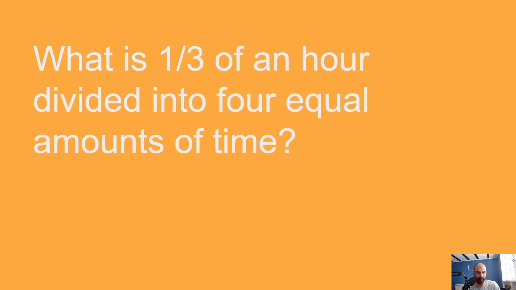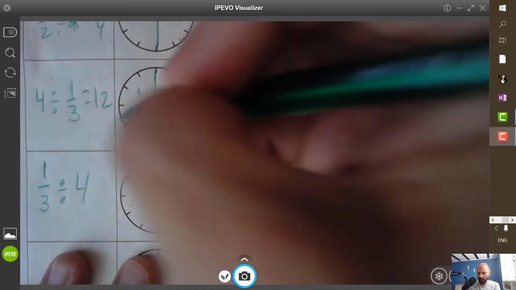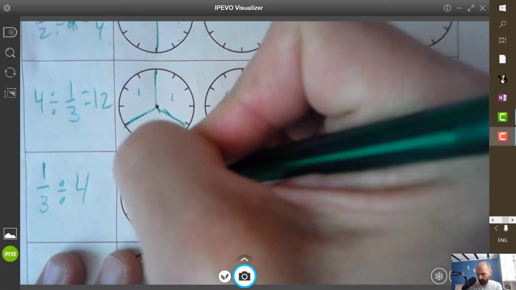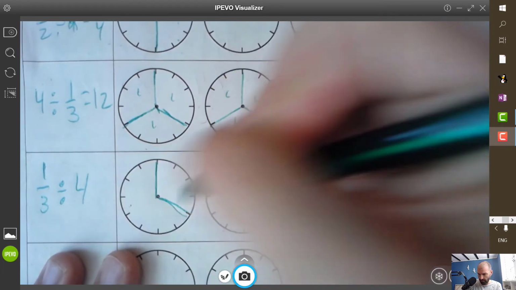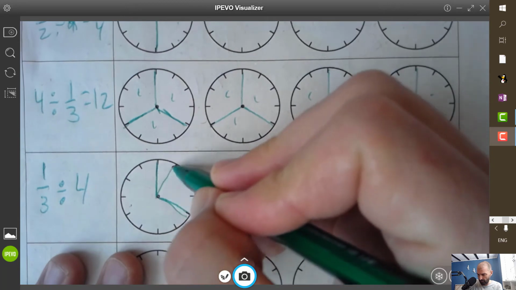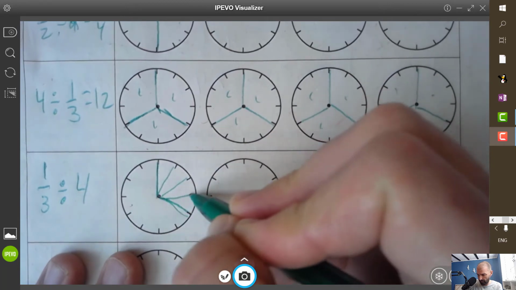What is 1/3 of an hour divided into 4 equal amounts of time? What problem is this? Yep, 1/3 divided by 4. All right, so let's look at our 1/3 of an hour, which is this 20 minutes. And we're trying to divide it into fourths. So 1, 2, 3. So that's 4.